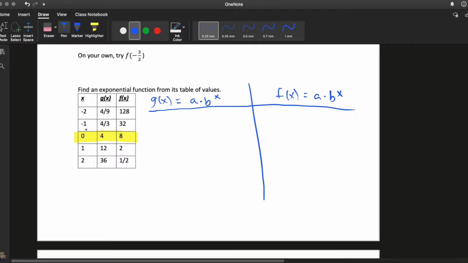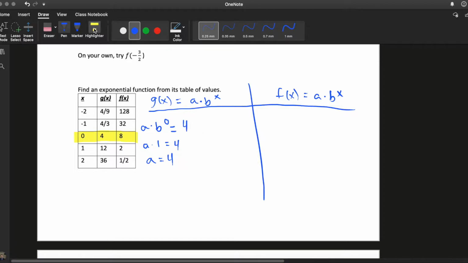So right here it says when x is 0, my g of x is 4, then that must be my a. We can prove it by plugging it in. A times b to the 0 power, because we're plugging in 0 for x, is equal to 4. Now, as we discussed, anything to the 0 power other than 0 has to be 1. So this is a times 1 is equal to 4, which just means that a is equal to 4.